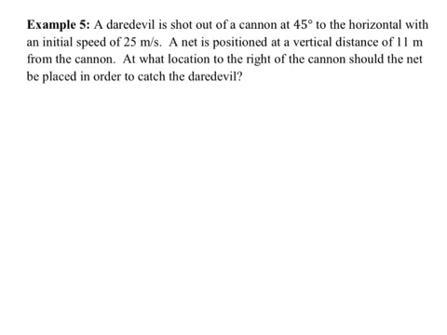So we've got this. Let's draw our person leaving the ground at a 45-degree angle. And we put a dot to represent the daredevil. We know the velocity of the daredevil is 25 meters per second initially. And we have our angle. So already we can see how we're going to have X and Y components. We know that the net is positioned 11 meters vertically above the cannon. But obviously it's not right above the cannon. It's somewhere out here. And that's what we're trying to figure out.